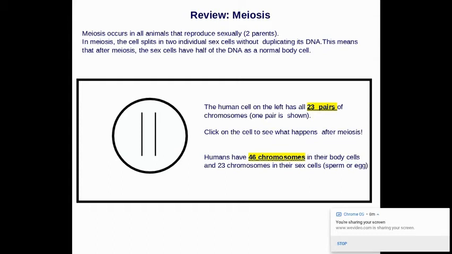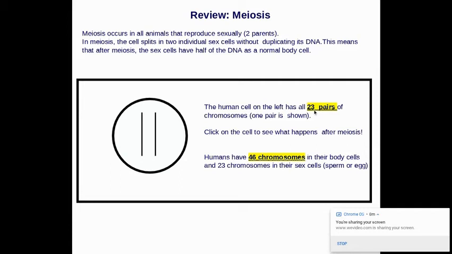And this means that after meiosis, the sex cells, the sperm and the egg, have half the DNA of the normal body cell. So a human cell has 23 pairs of chromosomes. And then after meiosis, the sperm or the egg will only have half of that. So 23 pairs is the same as 46 chromosomes. So every single cell in your body has 46 chromosomes, except for sperm and egg. They have 23 chromosomes. Okay?